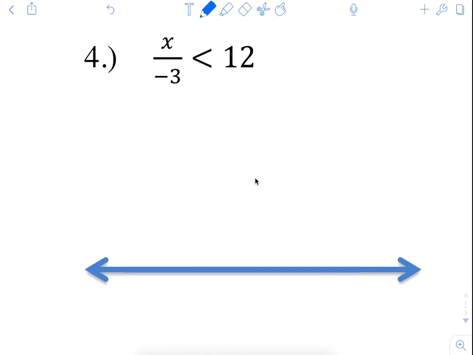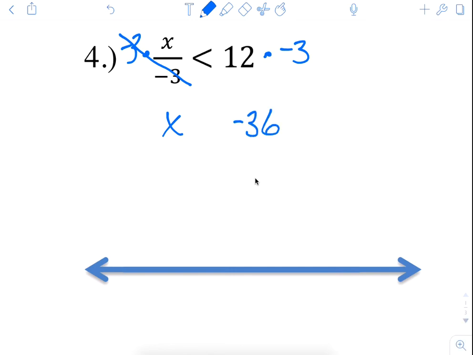If I want to solve for x, I got to get rid of the -3. That -3 is dividing. So if I want to cancel division, I'm going to multiply. Multiply on both sides by a -3. The -3's are going to cancel. I have an x and a -36.